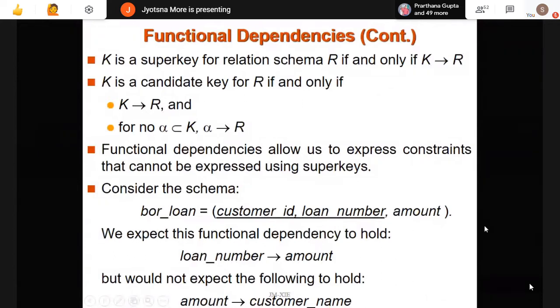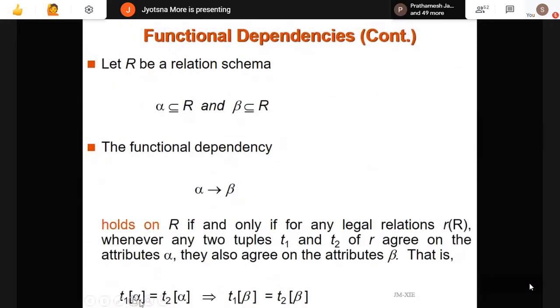Whatever tuple T1 is having the value for alpha, if it is the same as tuple T2, if this is satisfied, then similarly it applies to beta also. If I am not having the same value of T1 and T2 in alpha, for example only one value is present, say 5 in column alpha, then this is not satisfied, and it is okay over here. But if it is satisfied, then it has to be satisfied in beta also. Then only I can say alpha determines beta. So this is the complete definition for functional dependency.